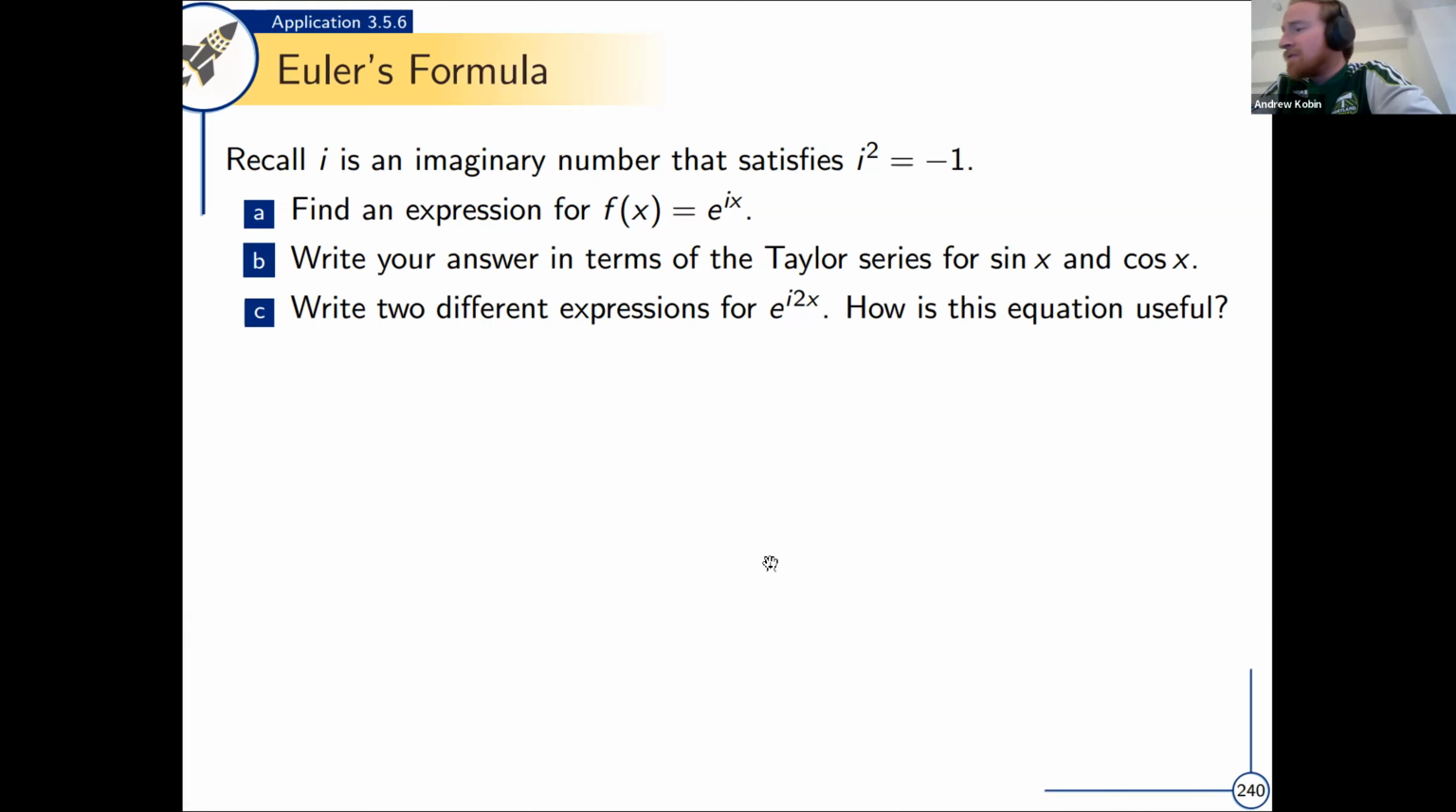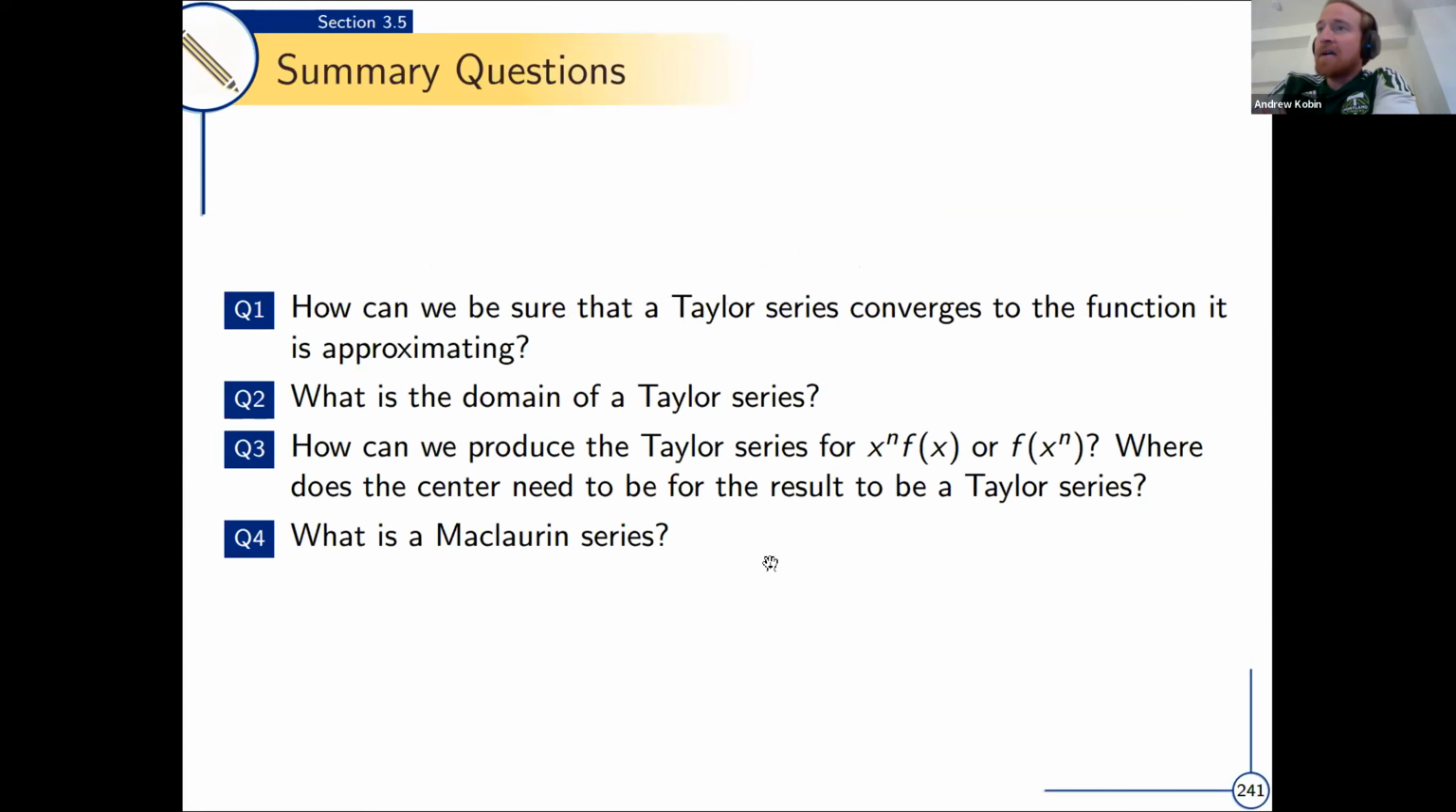Finally, part C is asking you to do something different. And how is this useful? I'll let you explore that on your own. To summarize, and I'll have one practice problem for you at the very end, I want you to reflect on the following concepts. How can we be sure that once we write a Taylor series down for our given function, that it converges to the function that we're supposed to approximate?